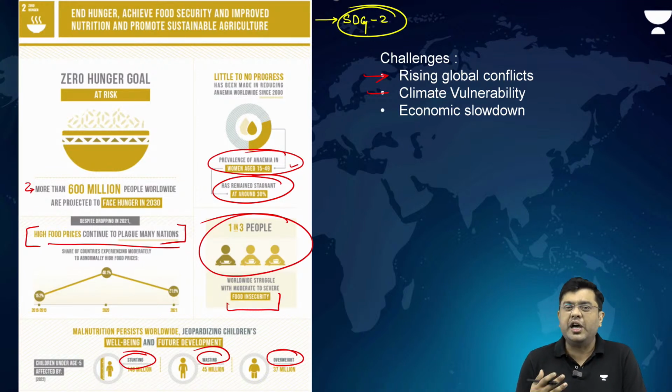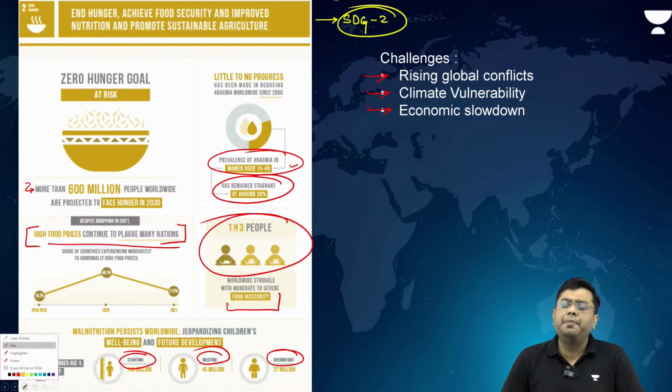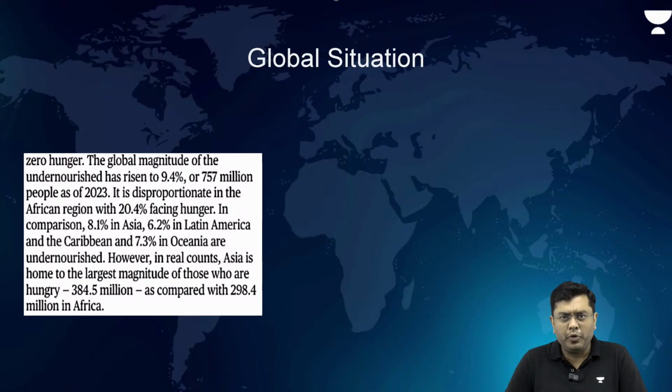So that is a challenge for which we need better forecasting and we need climate resilient agriculture to take over. And there has also been economic slowdown in many of the underdeveloped and developing countries, and that is something which has impacted the access to food for a larger population.